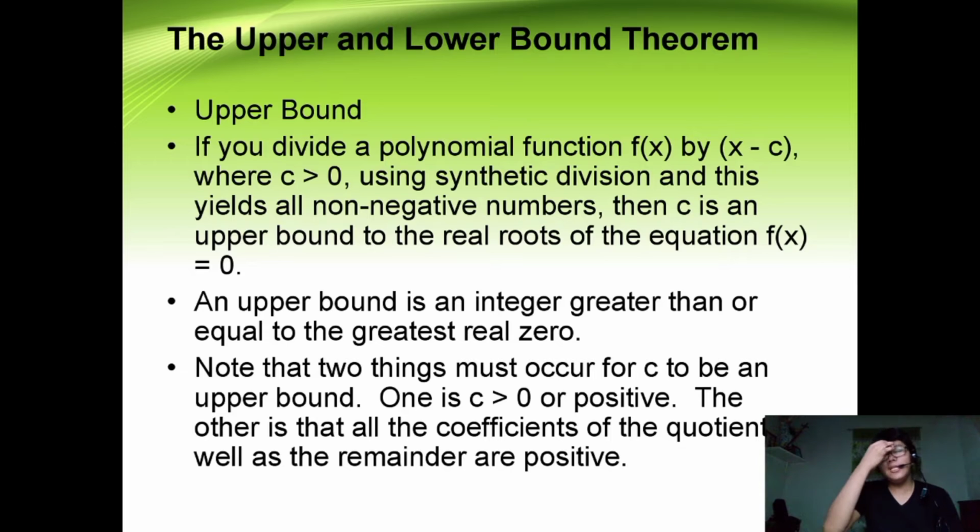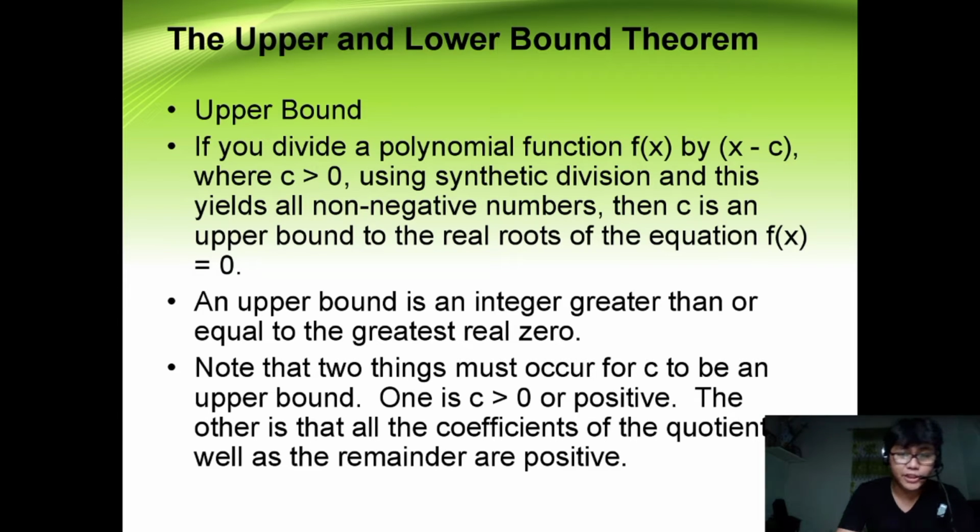But beforehand, we need to understand the upper and lower bound theorem. The upper bound theorem states that if you divide a polynomial using synthetic division, and this yields all non-negative numbers, then c is an upper bound to the real roots of the equation. Here, we're going to find out the boundaries of the roots, which will give us a clue about the possible roots. It will give us choices of what can be the roots or zeros of this equation.